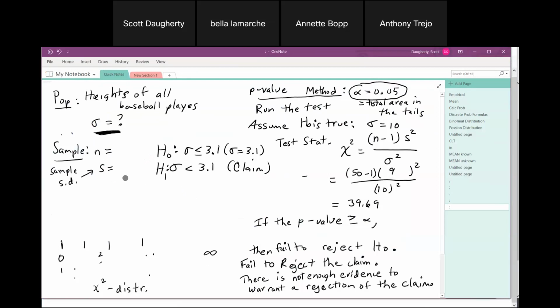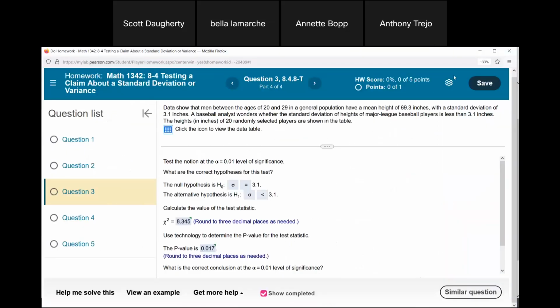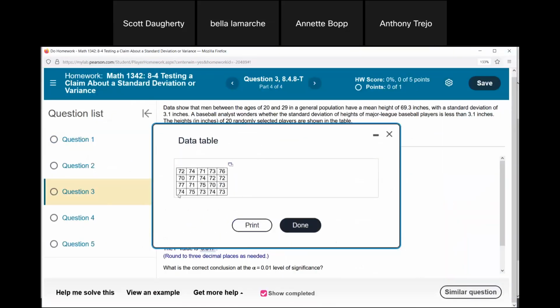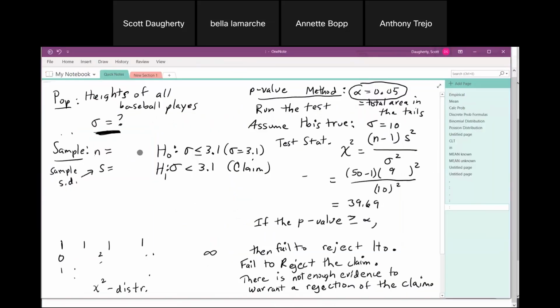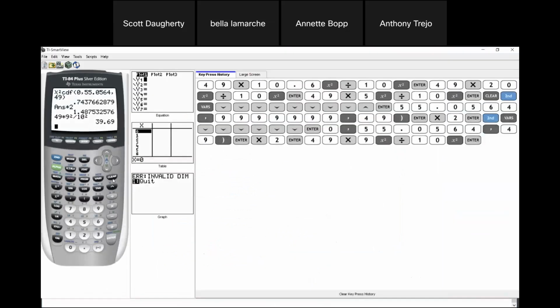Okay, so to test the claim, they sample, I believe it was 20 baseball players. Yes, so they randomly picked 20 baseball players and they gave us the raw data. So these are the heights of the 20 baseball players. So the problem is, we know we sampled 20, but we don't know what the sample standard deviation is because they didn't give it to us. So what you would do is go to stat and then edit and just enter all 20 of the heights, your raw data, into L1.